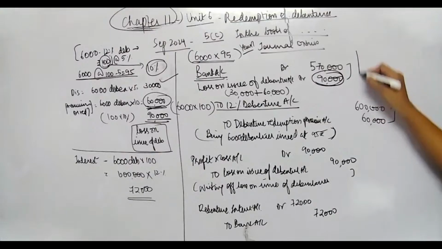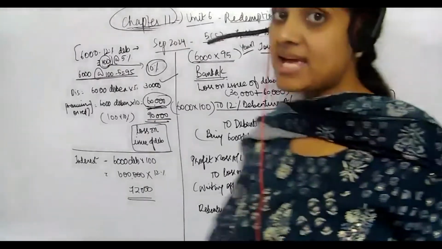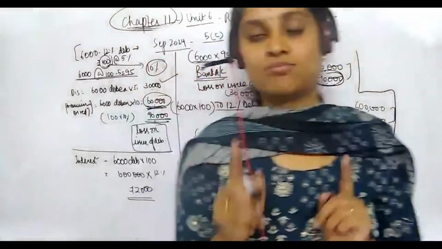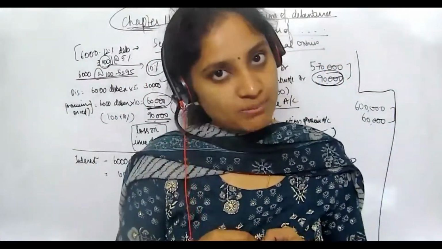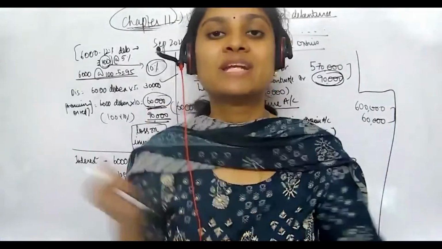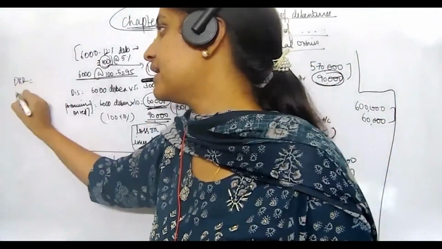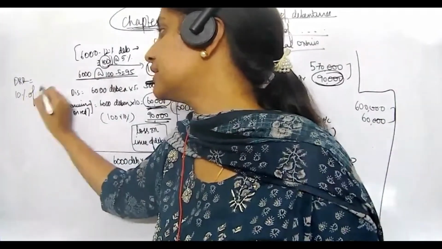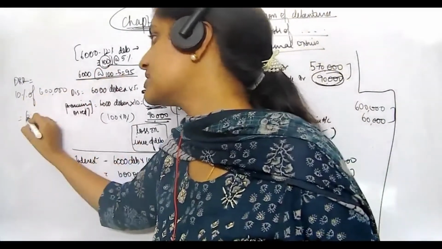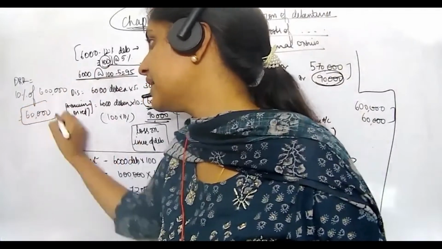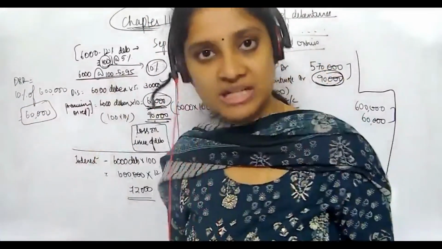Now, after this, they are talking about redemption. My dear students, they are talking about redemption. So just now we understood that for the purpose of redemption, you are supposed to create 2 things. What are they? One is the DRR equivalent to 10% of the face value, which is nothing but 6 lakhs. So 60,000 I have to create as DRR out of my P&L. In the first year itself, I will create the full value.